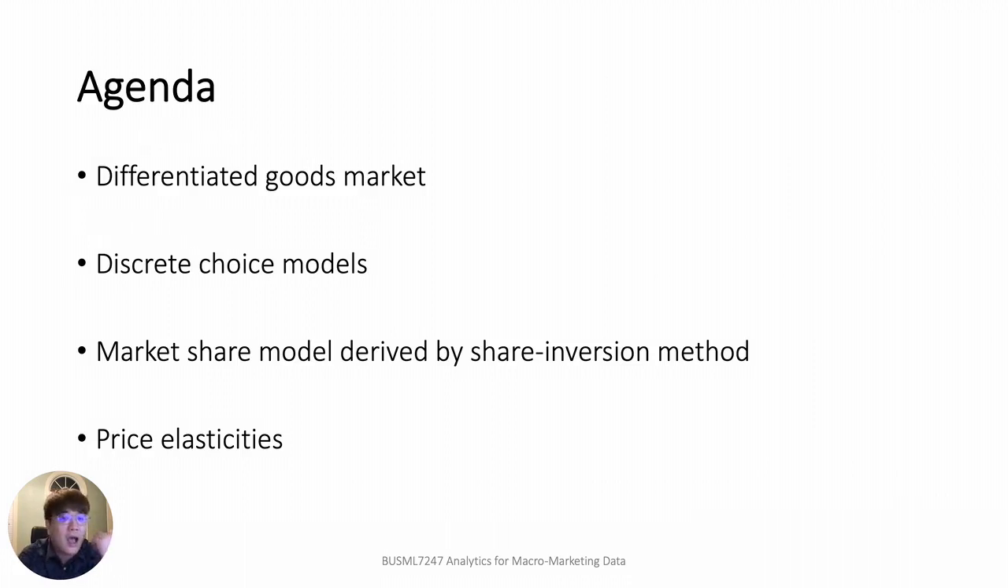Then I explain how to describe consumers' discrete choice behavior in such markets. However, in market level data, individual consumers' choices are not observed. Instead, market shares of the brands are generally used for analysis. I'm going to introduce the share inversion method, which is a useful technique to derive market share analogies from discrete choices. Then, I'm going to derive price elasticities under a market share model. Okay, are you ready? Then, let's get started.